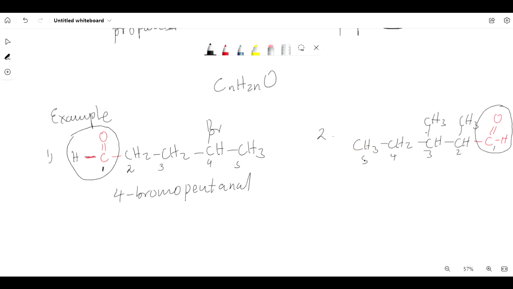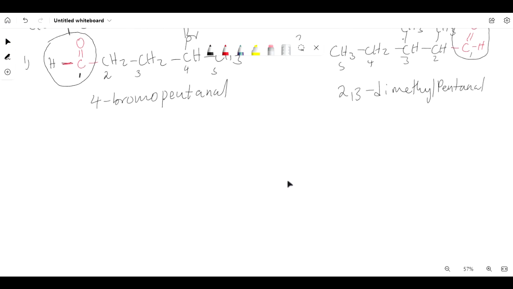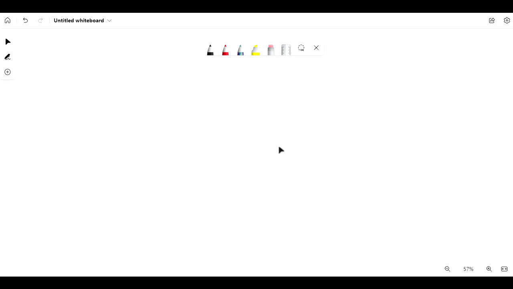4, 5. Okay, so now I have 2 methyls at number 2 and number 3, so I would have 2,3-dimethyl, 2,3-dimethylpentanal. Okay, that's all there is to it, guys, about aldehydes. So let's talk of ketones.